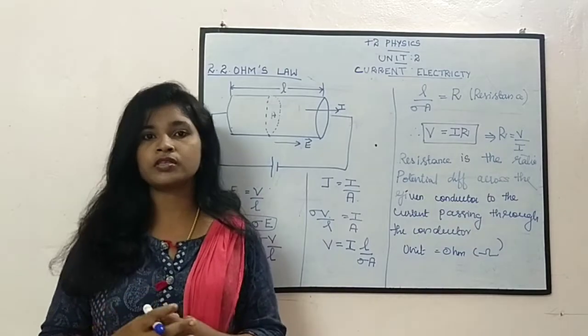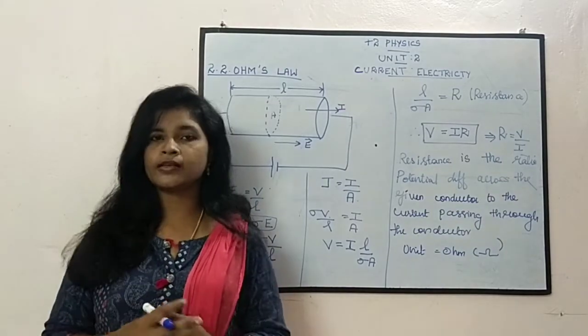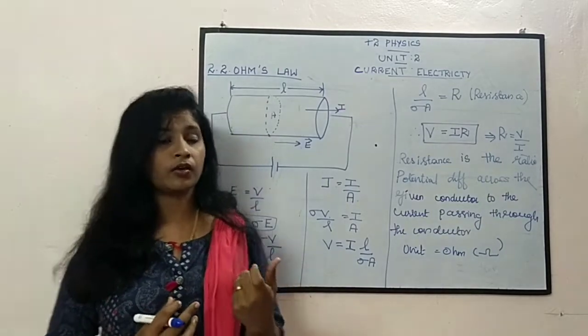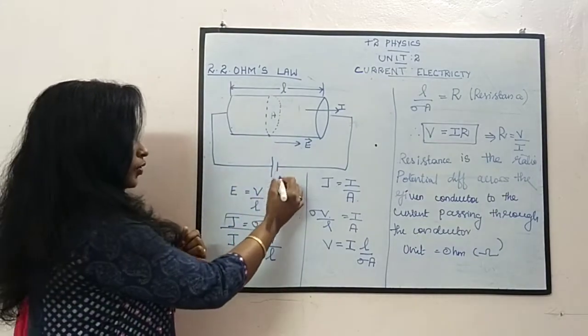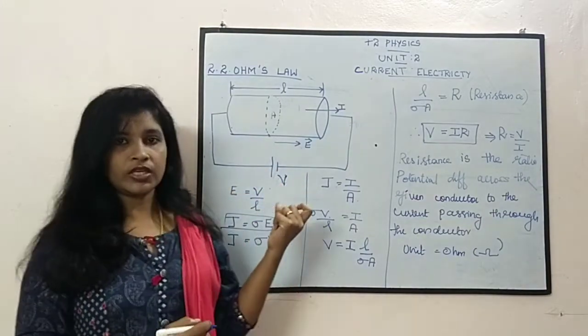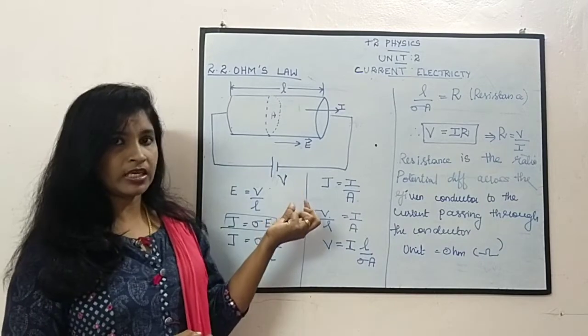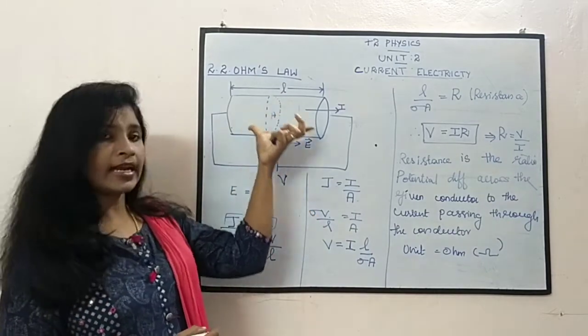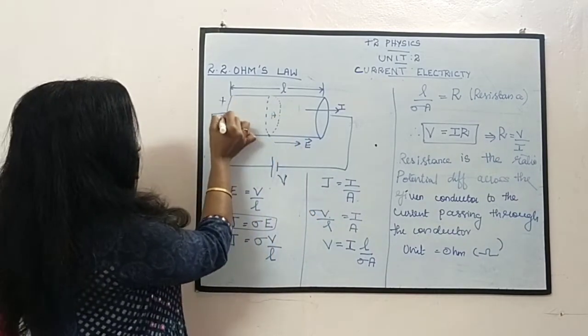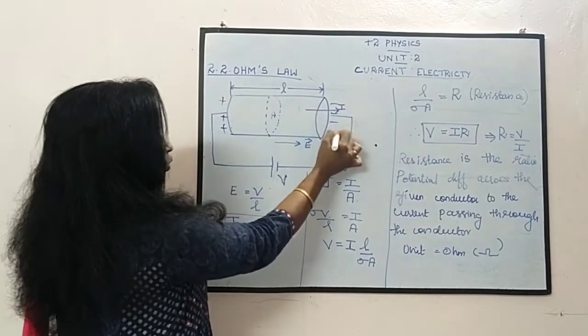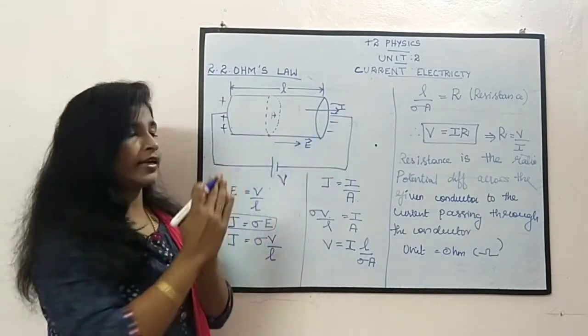How can we produce this potential difference? By many external agencies. Here we are using a battery to produce this potential difference. If we apply this potential difference V, we can generate an electric field.